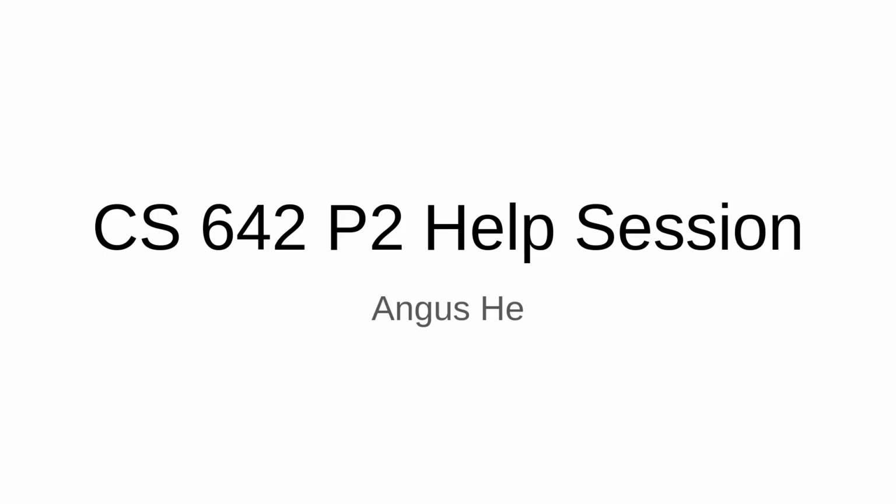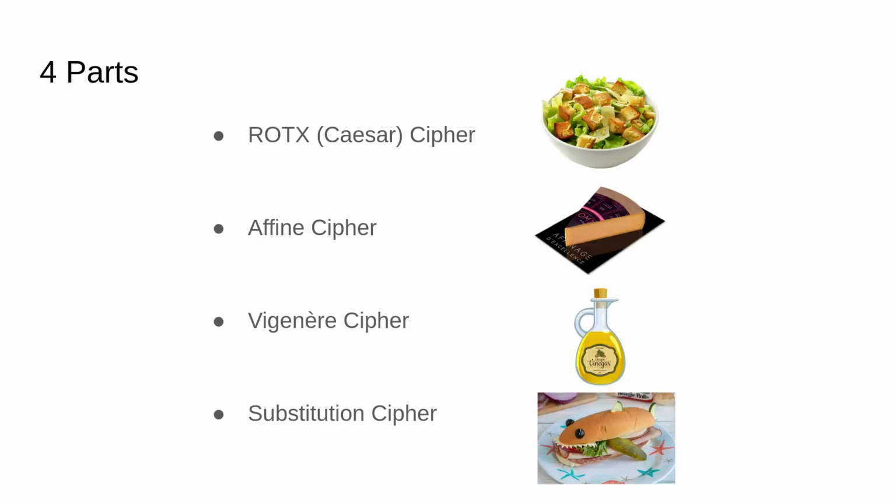Okay, since this is a little bit delayed, let's just begin with our homework 2 session. Basically in this homework, you are going to perform cryptanalysis of 4 different ciphers, which are the Caesar cipher, also known as the ROTX cipher, an affine cipher, a Vigenère cipher, and the substitution cipher.